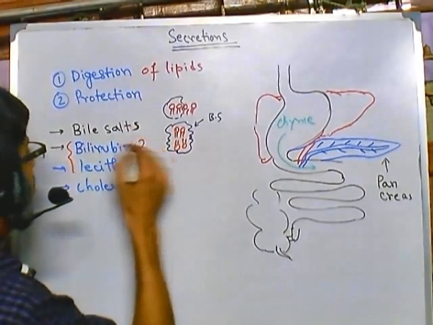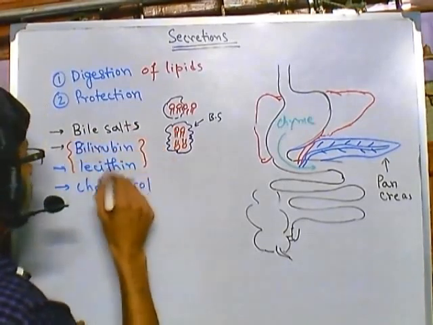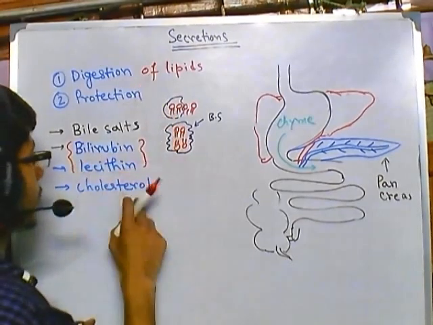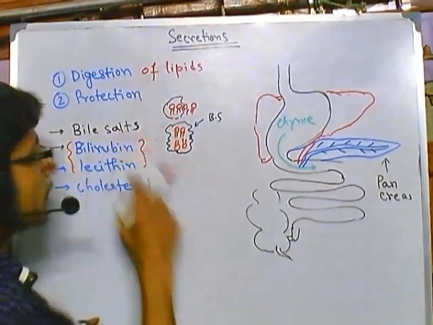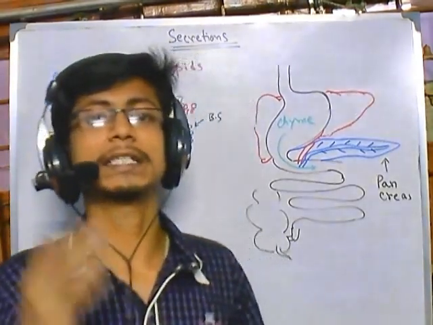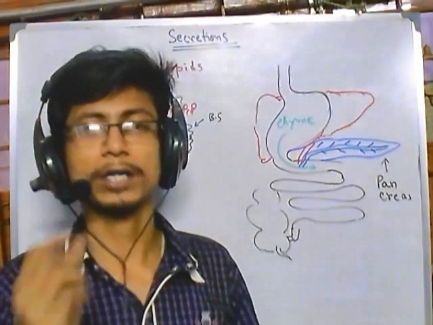Actually, bile salts are generated from bilirubin, lecithin and cholesterol. These are the parts from which the bile salts are generated, from lecithin and cholesterol. And bilirubin and biliverdin are the materials which are generated after the degradation of heme or red blood cells.